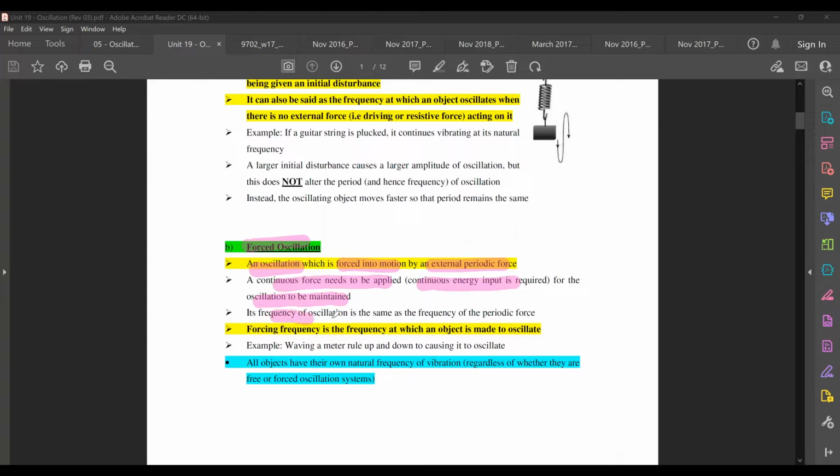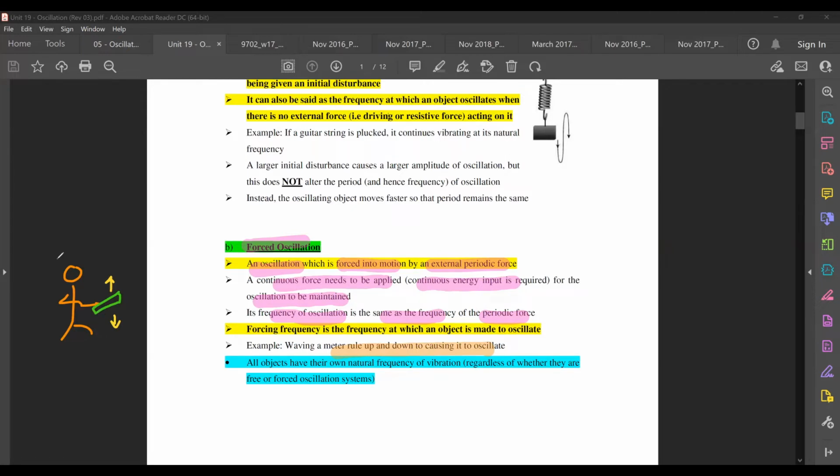Now, the frequency of your oscillation in a forced oscillation system will always be the same as the frequency of your periodic force. So what is an example of a forced oscillation system? Could be a case where you take your ruler. I'm sure you have a ruler around you right now. You take your ruler and then you wave it up and down. You notice that your ruler is actually oscillating. So let's just say this is you with your hand, and this one is your ruler. If you shake your hand up and down, you will cause the ruler to oscillate up and down. So this is an example of a forced oscillation system.